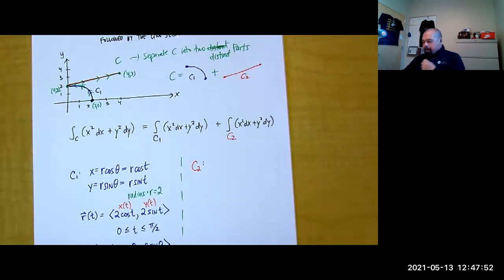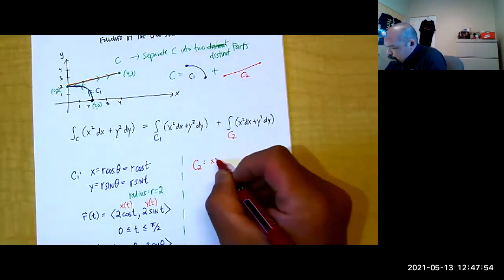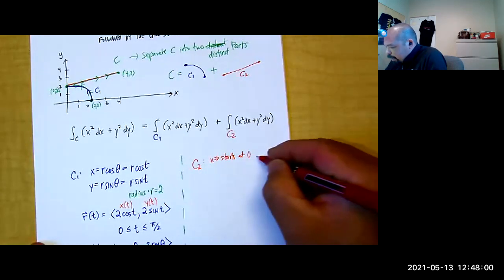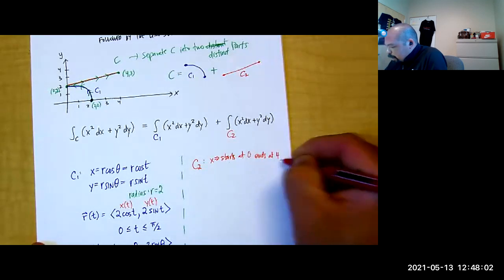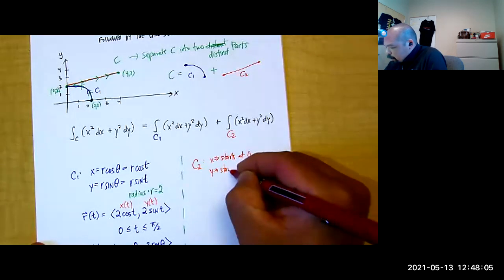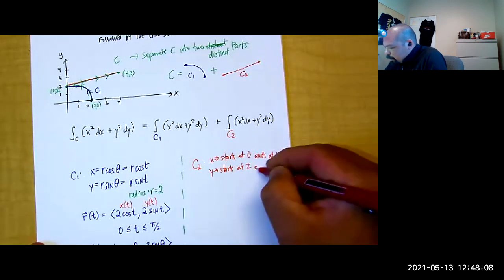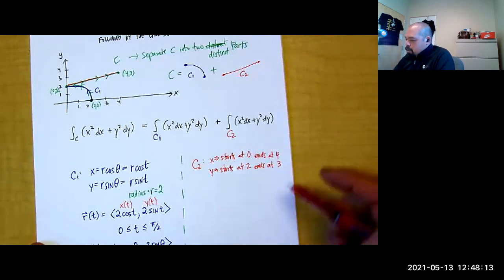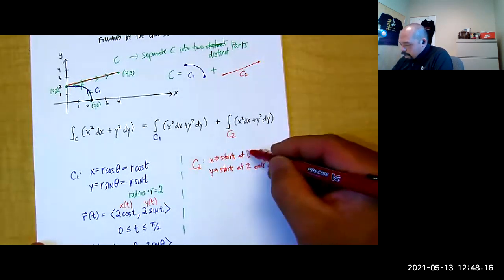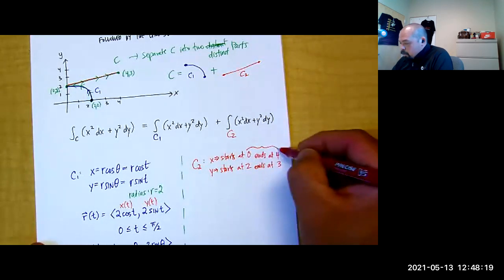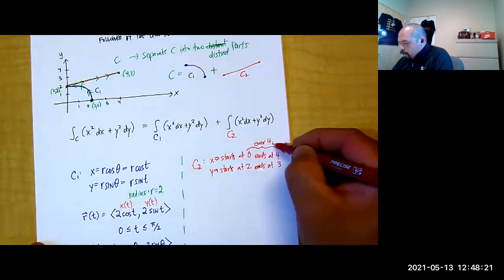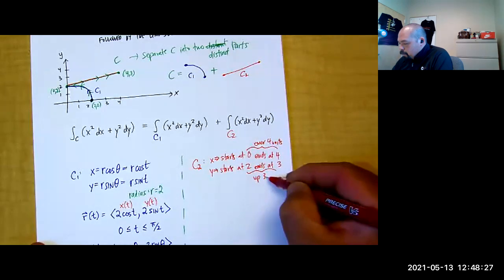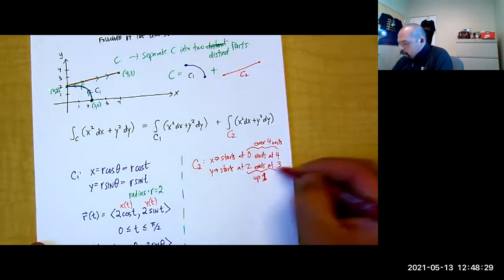Okay. For that x, it starts at 0, ends at 4, y starts at 2, ends at 3, right? So in this case, starting at 0, ending at 4, we're going to go over 4 units. We're going to go up 1 unit. You get from 2 to 3, up 1 unit.